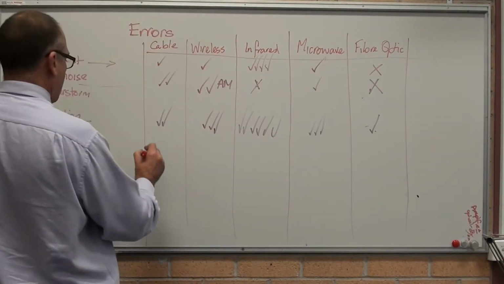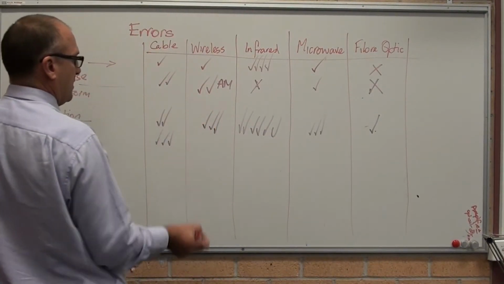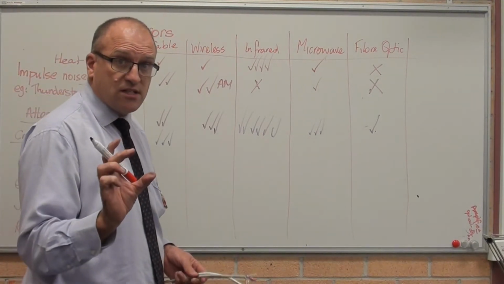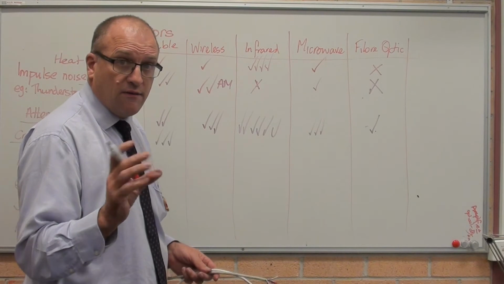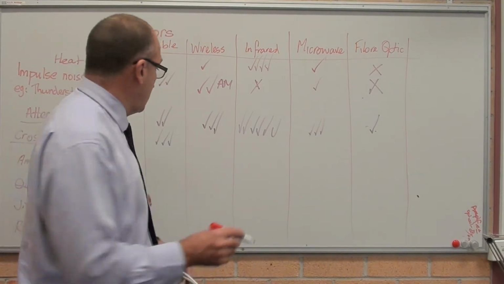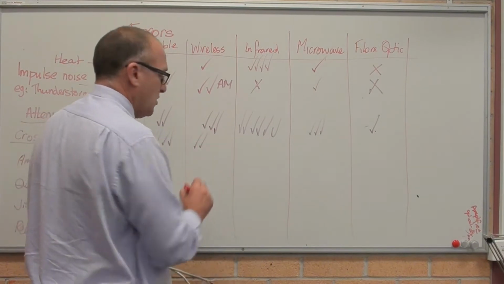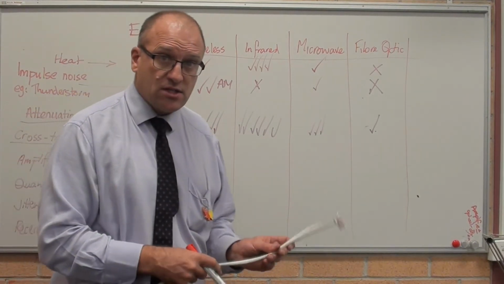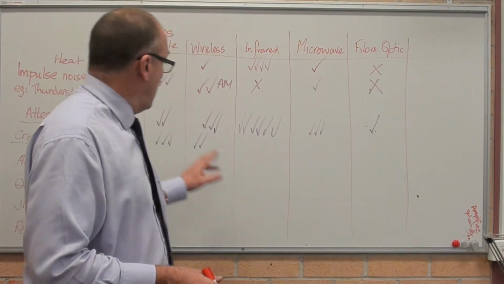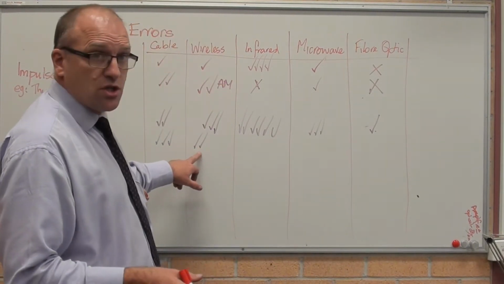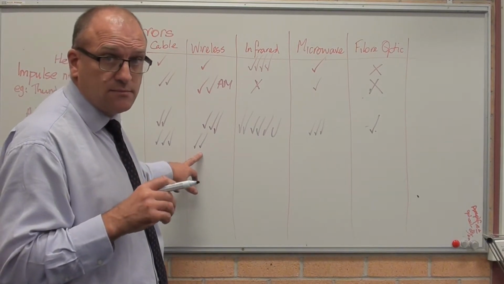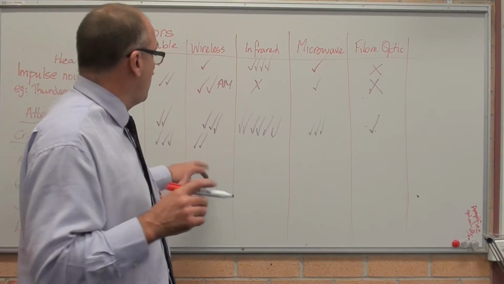Crosstalk. Cable, definitely affected. Wireless tends to be transmitted. If you're looking at wireless radio, AM, you can pick up another radio station if there are 2 stations that are too close together, but not as much. Digital modulation generally is unaffected by crosstalk.